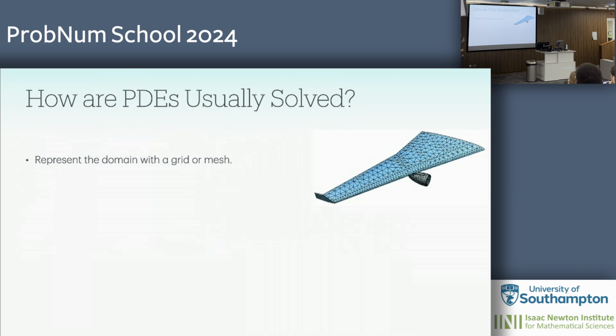So firstly, we represent the domain as a discrete object, either using, say, a grid or a mesh. So what I mean by a mesh here is we can see that I've got this aircraft wing, and I've basically put triangles all over it so that I can represent the entire continuous wing through this discrete set of triangles, which is called a triangulation of the mesh. Then we need to represent a solution on the mesh.